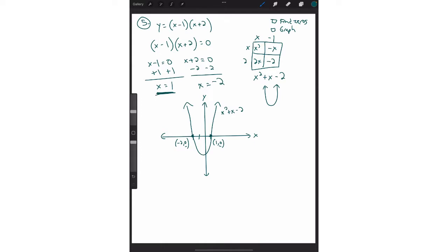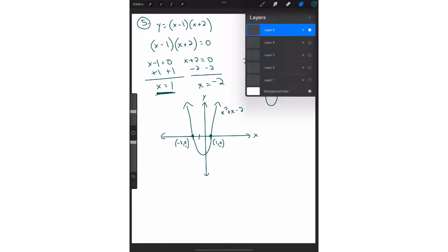We can graph it by hand. We can graph it by our calculator. If you test it in your calculator, it will look something like this. All right? That's number 5.